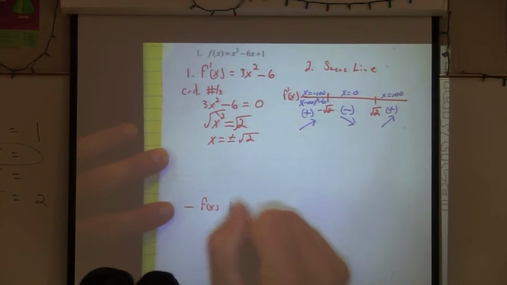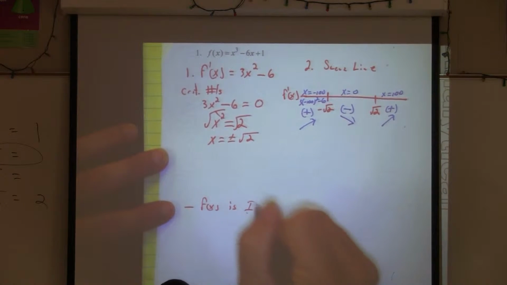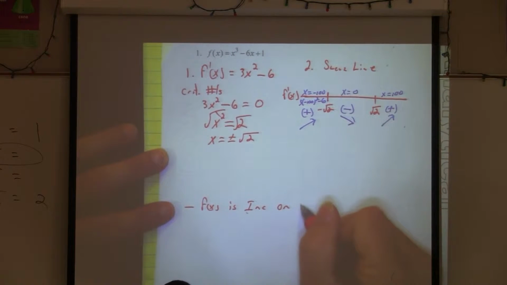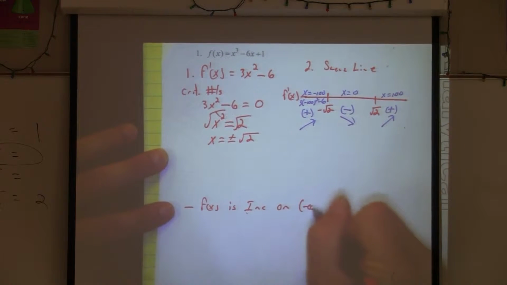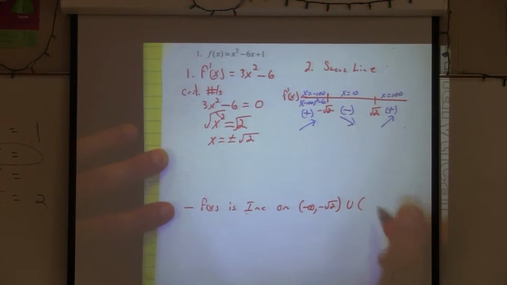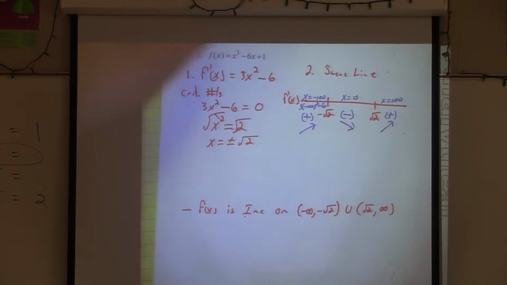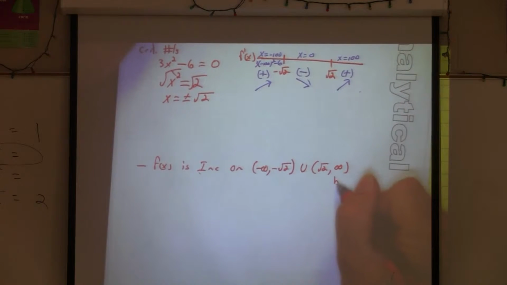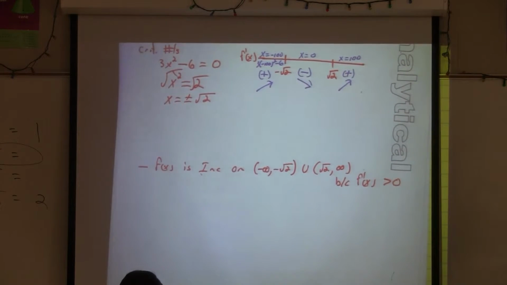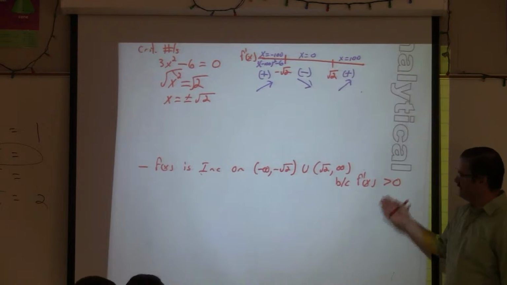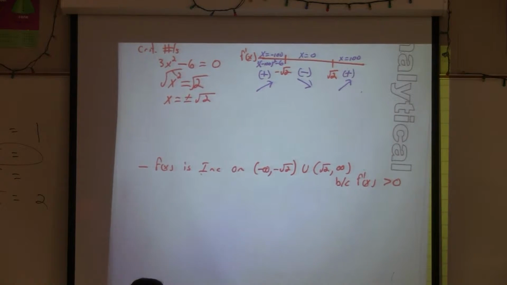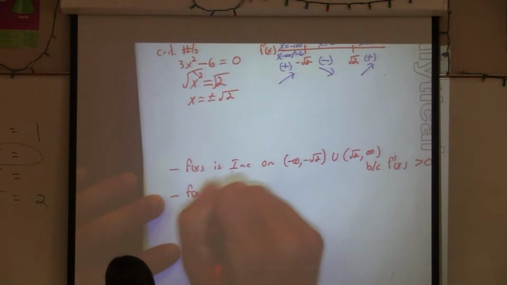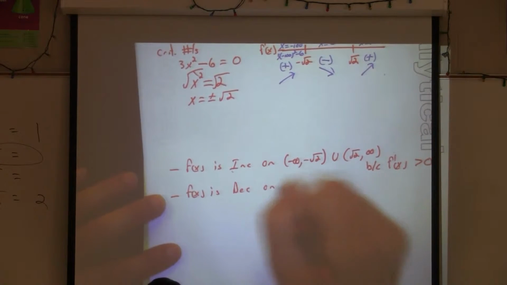F of x is what? Increasing on what interval? Negative infinity to negative radical 2. Union? Radical 2 to infinity. Why? Because f prime of x is positive or is greater than 0. Next one. F of x is what? Decreasing on what interval?